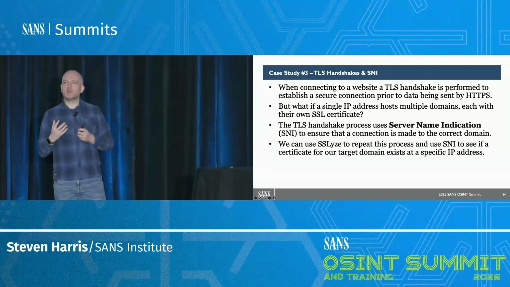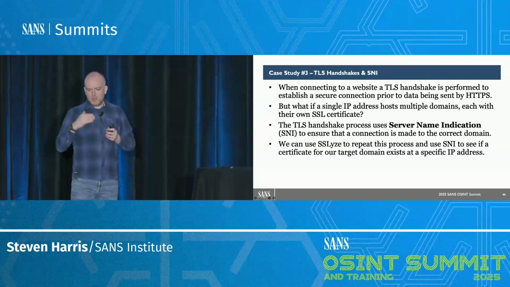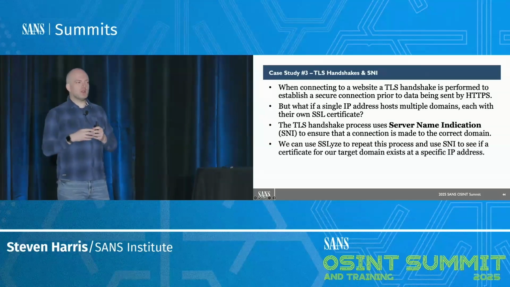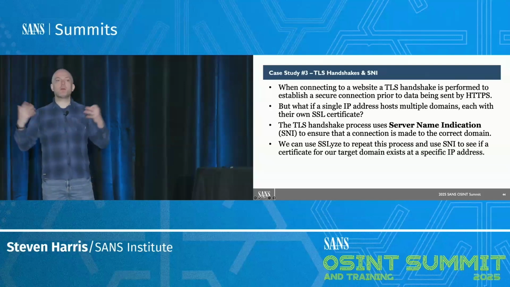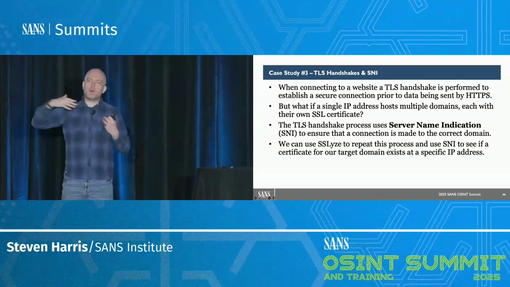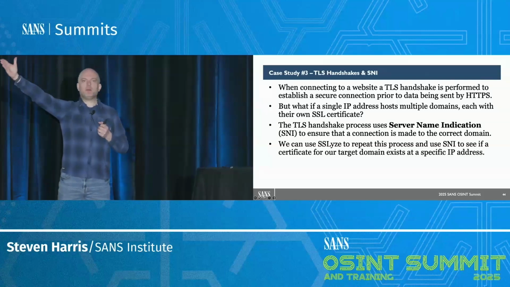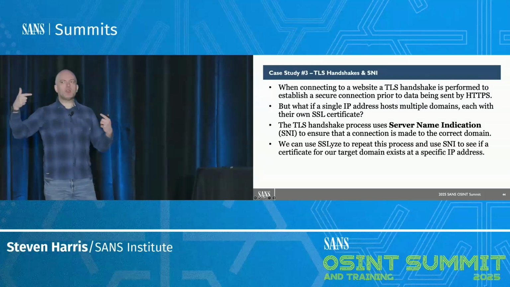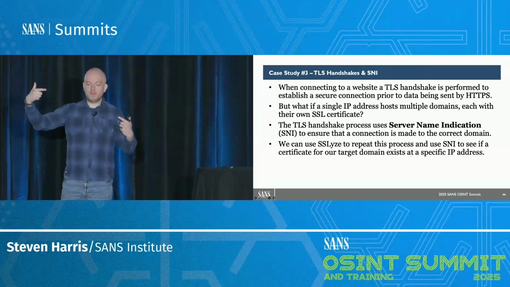That works okay, but then we have another problem. When I connect to a server, there might be 5 different websites on that particular server. There might be 1,000, there might be 10,000. So when my browser connects to a server at a given IP address, how does it make sure that I perform an encrypted connection with the right domain?